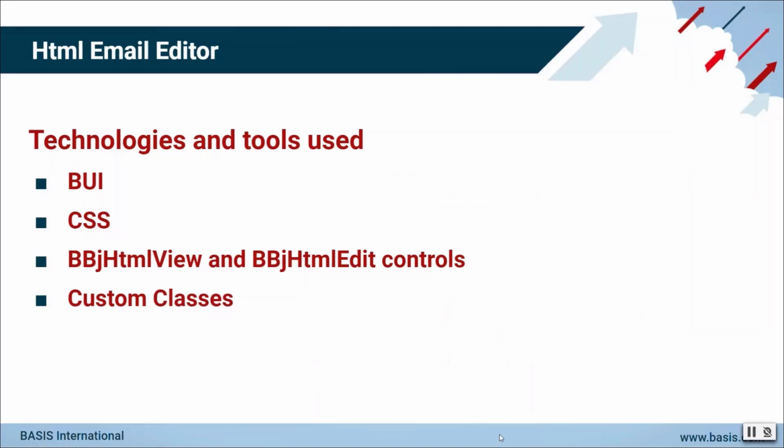We leverage the functionality of BUI, CSS, a BBj HTML view, and BBj HTML edit, along with BBj custom classes to assemble an HTML email editor for building boilerplate HTML emails, with tags to take actual data at runtime. The customer receives an attractive, colorful, and informative email, helping them move on to the best renewal path for their needs.